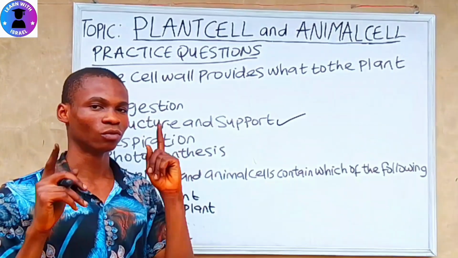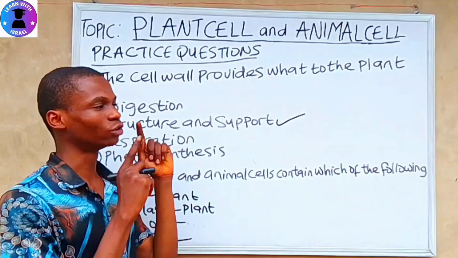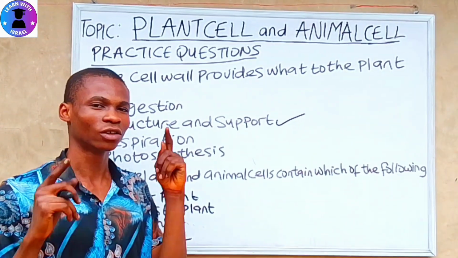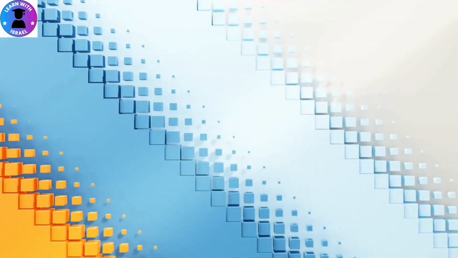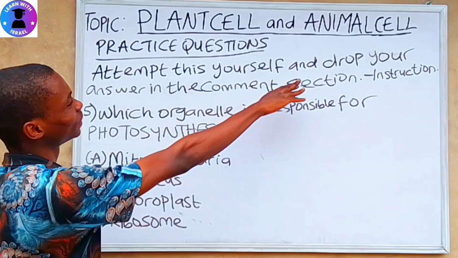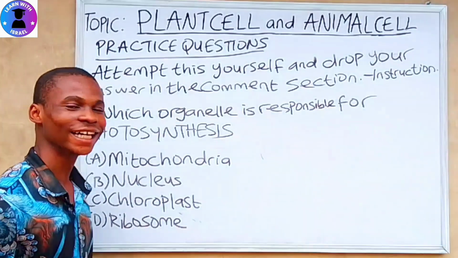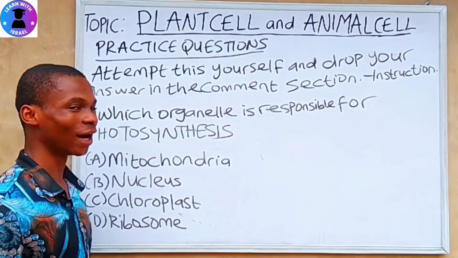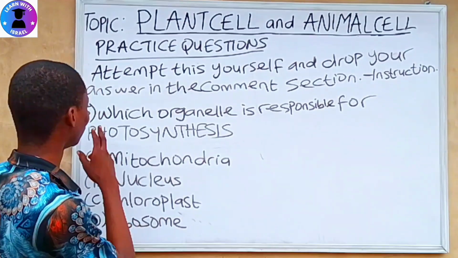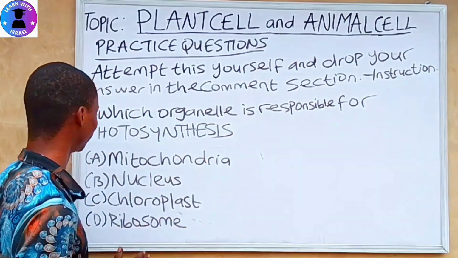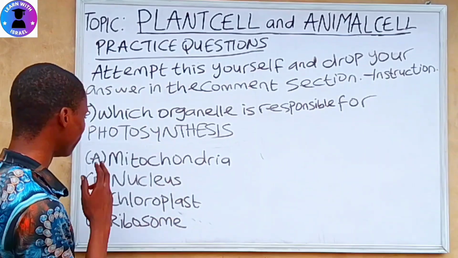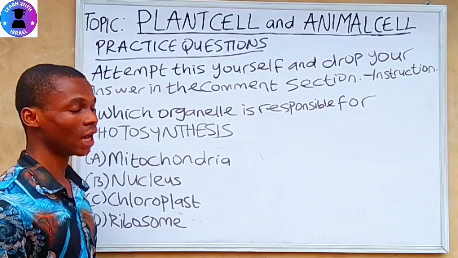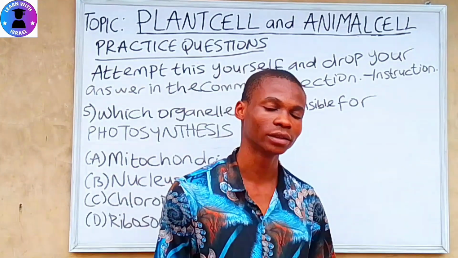So guys, wait, don't go anywhere. I will drop the question which I want you to answer in the comment section. Attempt this yourself and drop your answer in the comment section. Question 5. Which organ is responsible for photosynthesis? A. Mitochondria, B. Nucleus, C. Chloroplast, D. Ribosome. So think about it and drop your answer in the comment section.